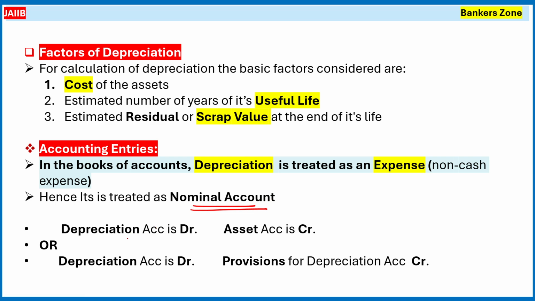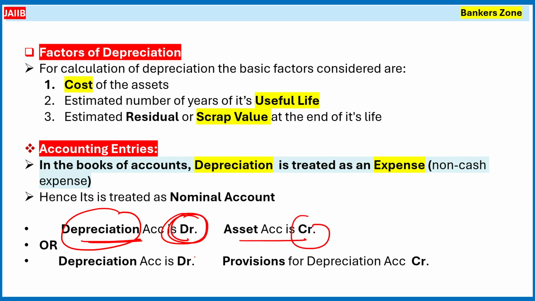So what will be the entry? Depreciation account should be debited and asset account should be credited. Otherwise, depreciation account we will debit and the provision for depreciation account we will credit. Okay. So in the exam they will ask you, in case of depreciation, which account should be debited? So always remember, when we are doing the accounting book entry, depreciation is always debited.